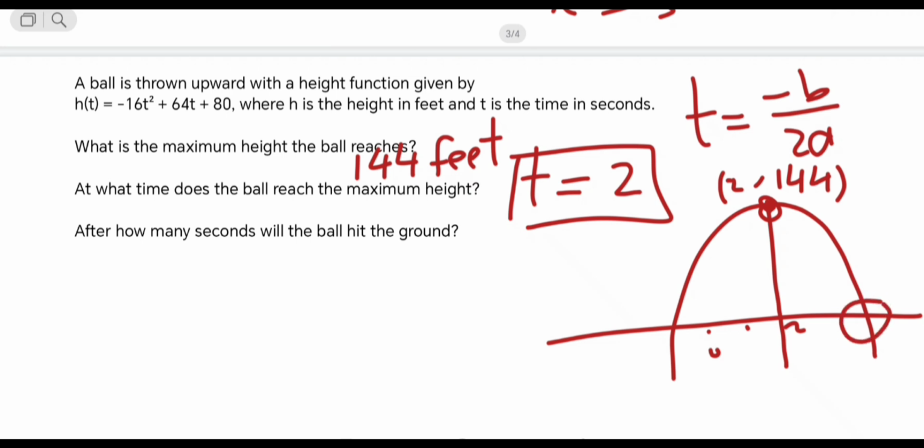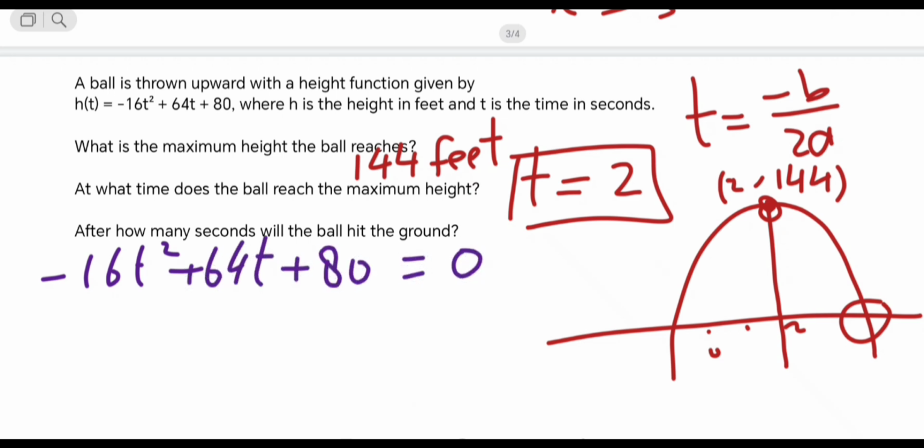To find this, it is the x-intercept. To find the x-intercept, y equals 0. Whenever we find the x-intercept, y is 0. So in the last question, they are asking you to find the x-intercept. You need to understand what they are asking, x-intercept or y-intercept. How many seconds means the value of t. This is the x-axis. So for the x-intercept, y equals 0, so minus 16t squared plus 64t plus 80 equals 0.